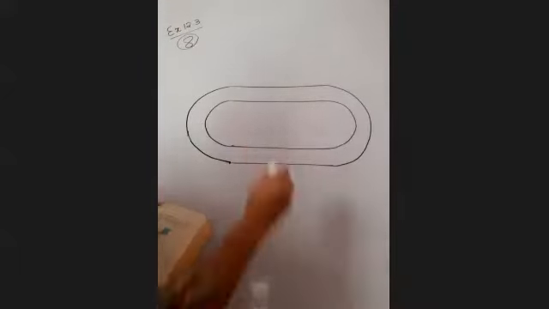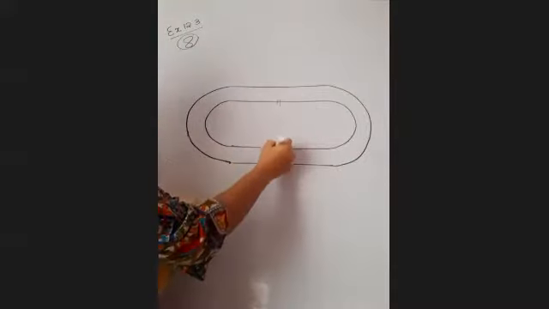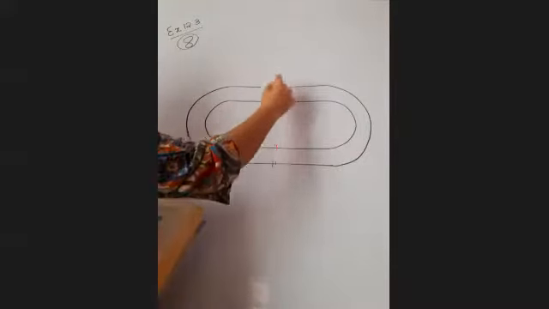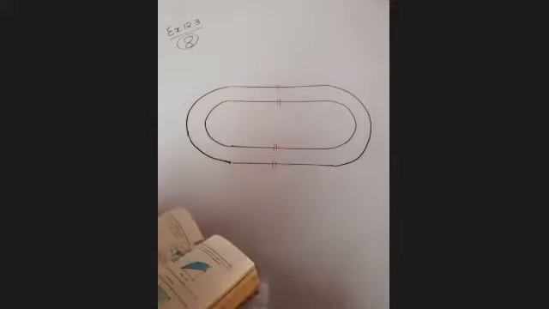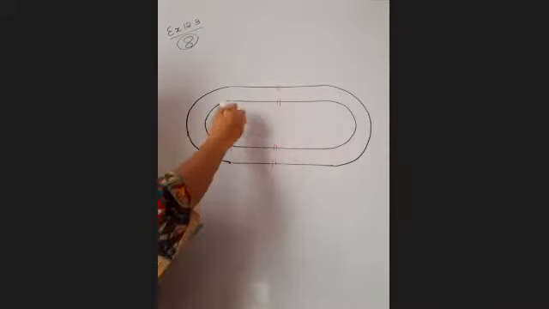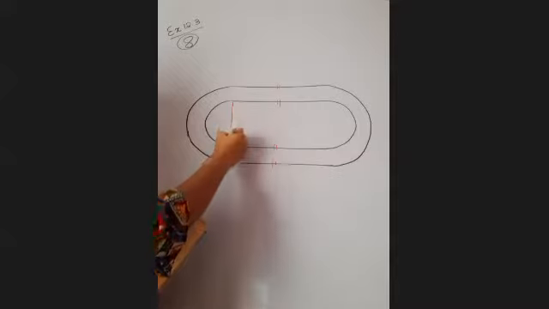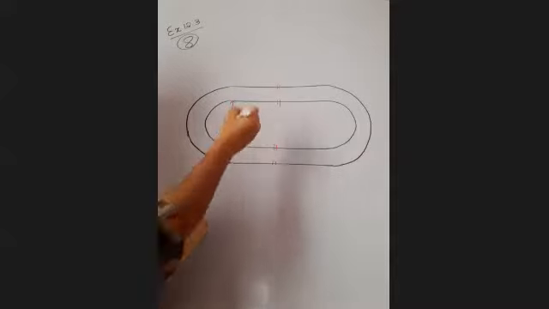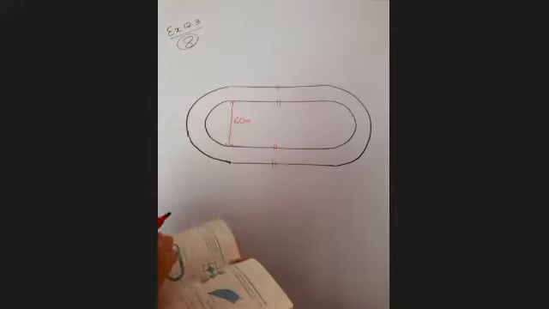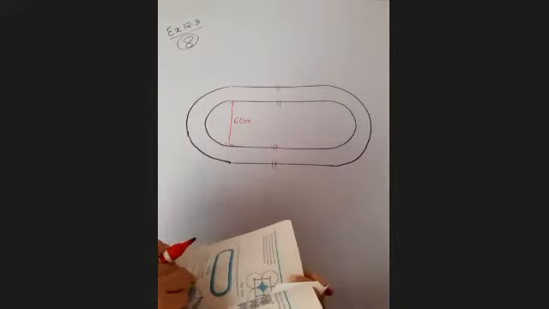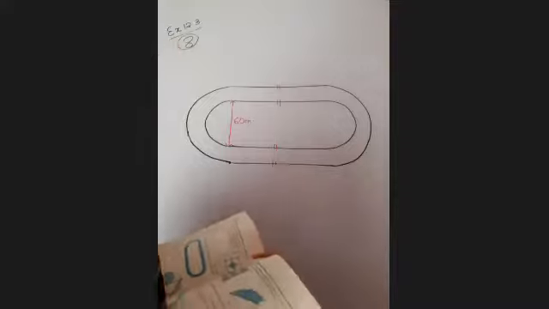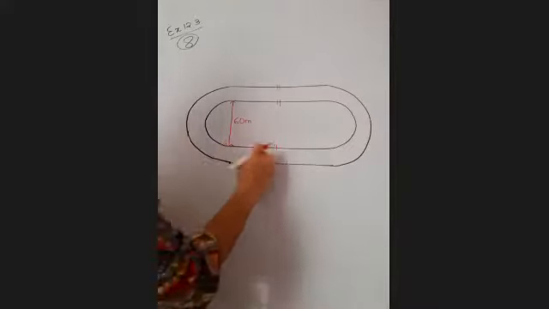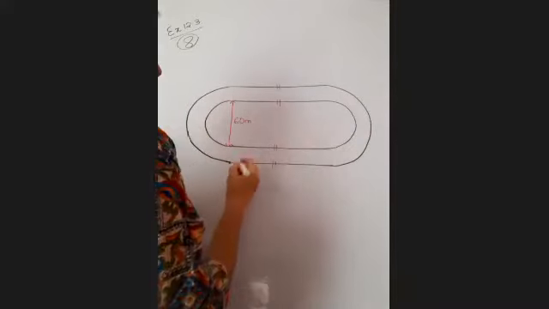That means these are parallel. Obviously, the track is there, so all these should be parallel to each other, right? The distance between the inner parallel segments is 60 meters. We are given this information, and they are each 106 meters long. And these tracks, how long are they?